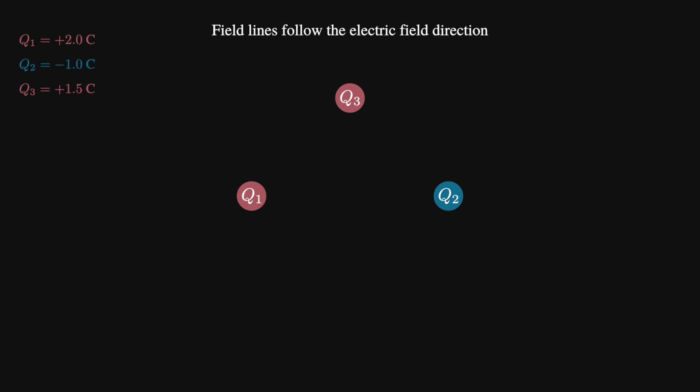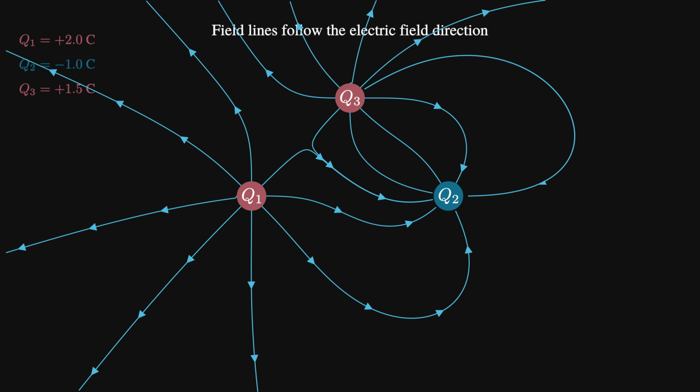We can also visualize the electric field using field lines. Field lines are simply paths that follow the electric field vector at each point in space. In other words, if a test charge was let go and allowed to start moving, it would move in the direction of the field lines.